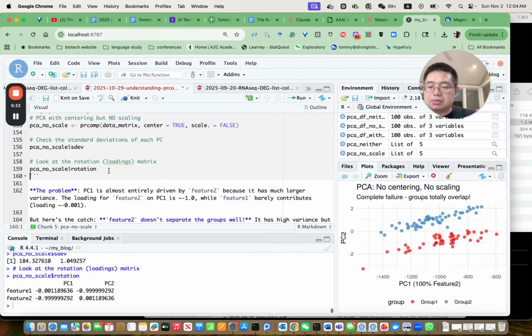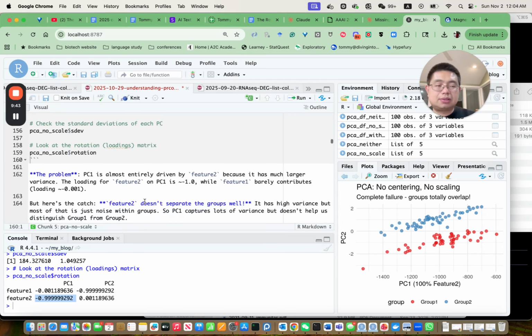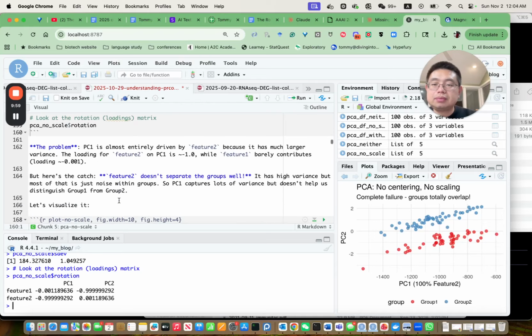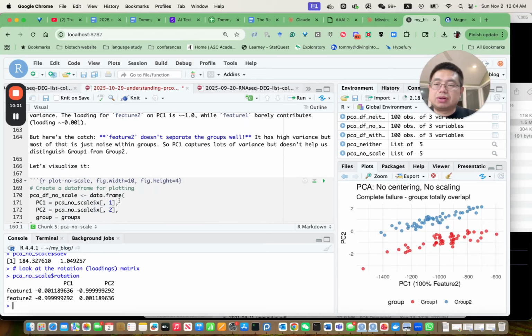And let's look at the rotations, the loadings here. Again, feature 2 is dominating the loadings here. This is because without scaling, feature 2 also has a much bigger variance. So that's why in this case, PC1 is also driven by feature 2. Let's actually visualize it.